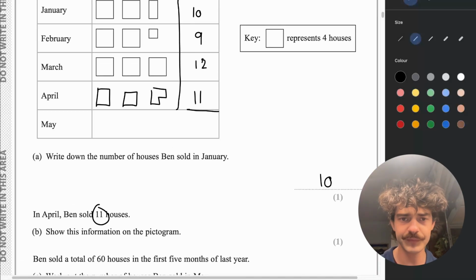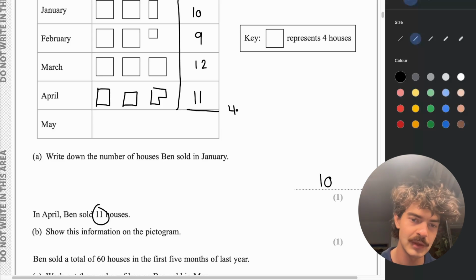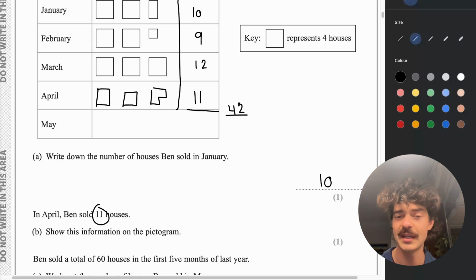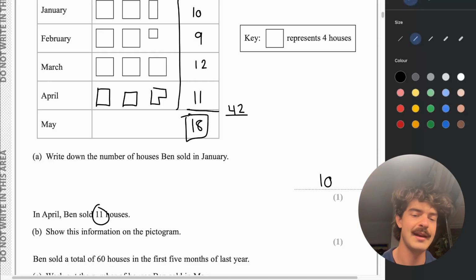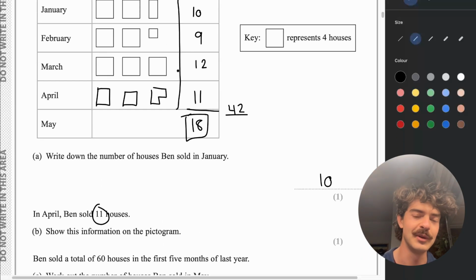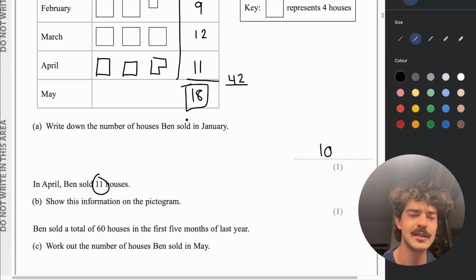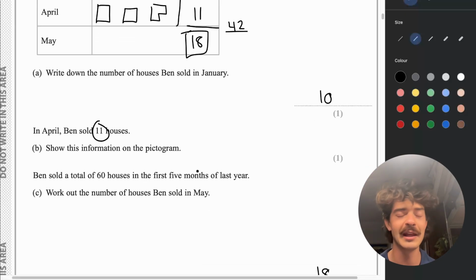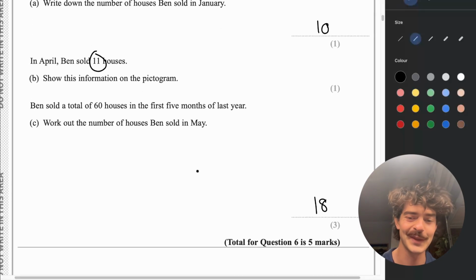So what's the nicest way to do this? I'd say the 9 and 11 is going to be 20, and then you're adding 22 to 20. So we're at 42 in total here, and we wanted to get to 60. 60 take away 42 gives 18. So there's going to be 18 in May. It just asked for the number sold in May, so that's going to be 18. We looked at all of these, they came to 42, took that away from 60. Do have a calculator. I kind of blitzed through that in my head, but there you go.